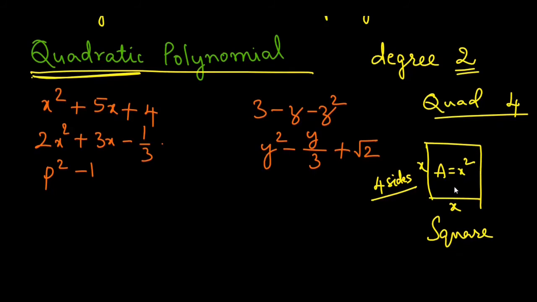In the area of a square, we have exponent 2 here. The term used for square in some other language is taken for the name of the polynomial. Let us see some examples of quadratic polynomial. x square plus 5x plus 4 is a quadratic polynomial. The degree of this polynomial is 2.